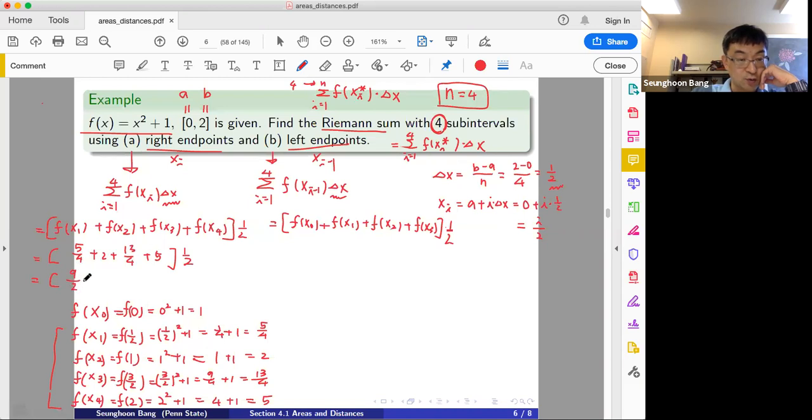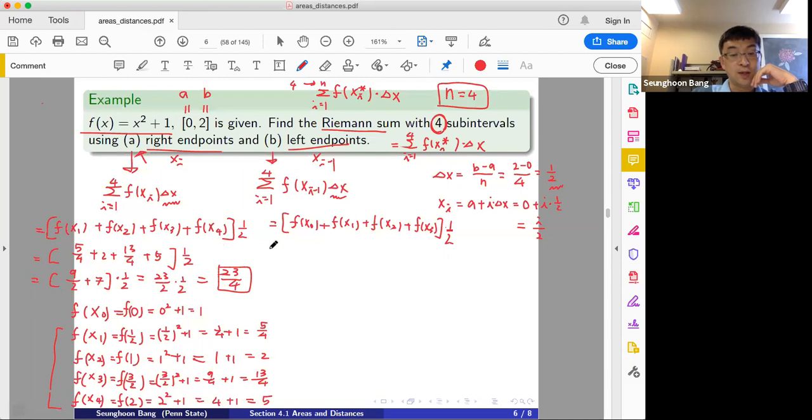9 over 2 plus 2 plus 5 is 7, times 1 over 2. Simplify. 7 times 2 is 14. 14 plus 9 is 23 over 2, times 1 over 2. The final answer is 23 over 4. This is the answer of A.